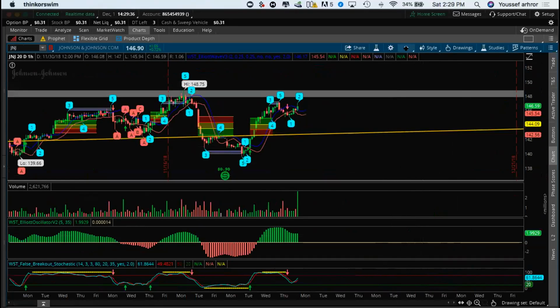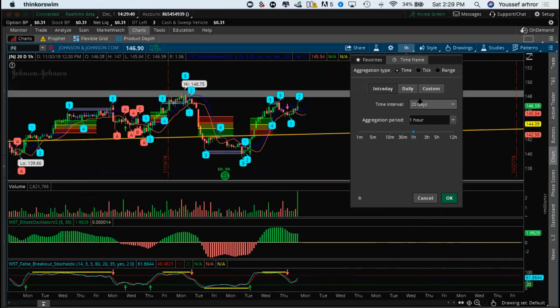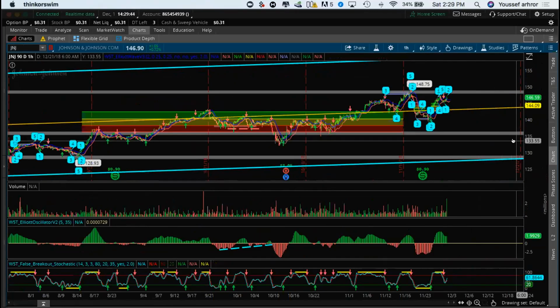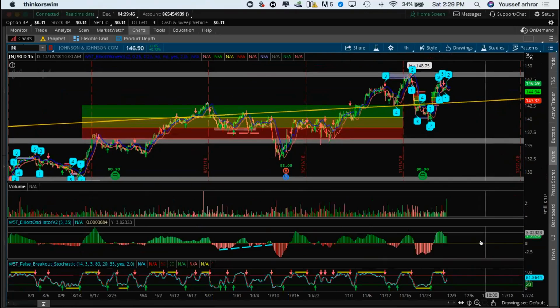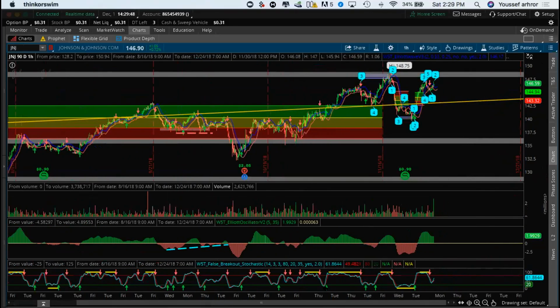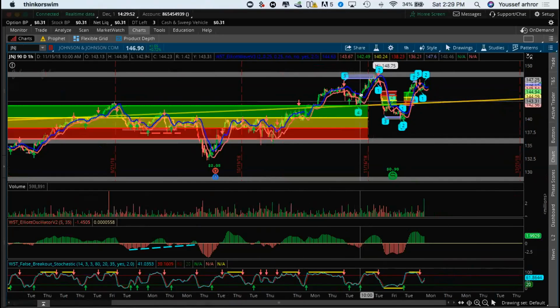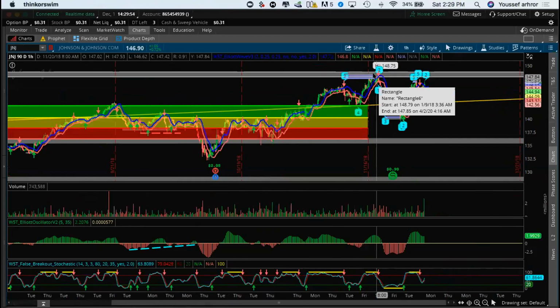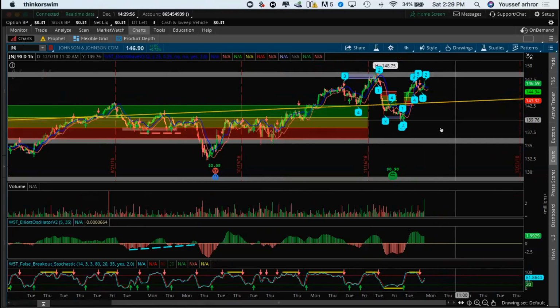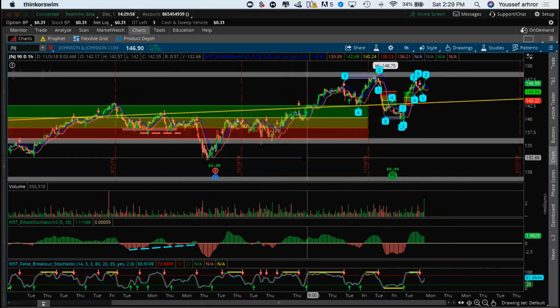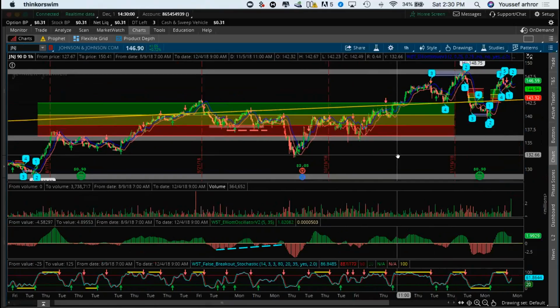Let's go back a little further. I want to go back 90 days. Okay, again, look at this. It bounced off the center line of the channel on the 60-minute and hit the 5th wave target at the support resistance zone. So very, very powerful. It's a good stock, J&J.